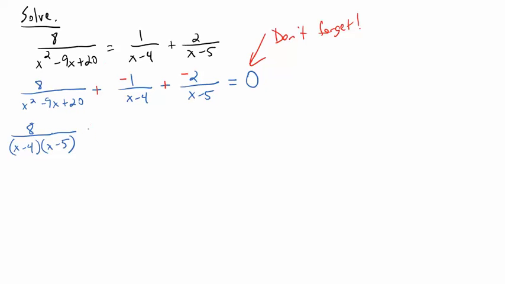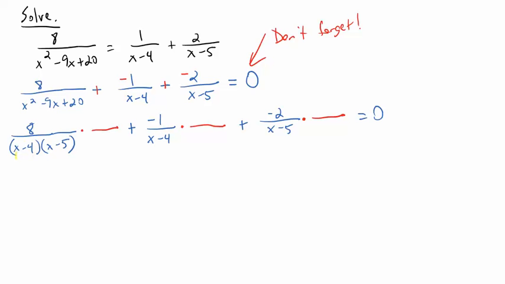Since I'm trying to get a common denominator, I'm going to multiply each of these three fractions by a form of the number 1. So we'll figure out what form to use here. Then I'll have my second fraction, negative 1 over x minus 4, times its form of 1, plus my third fraction, negative 2 over x minus 5, times its form of 1. And then still equals 0. I still need to carry that through every step.